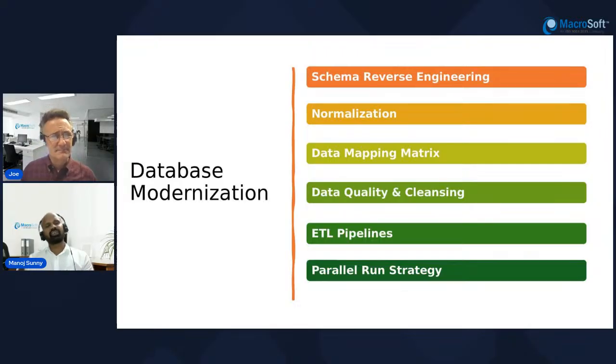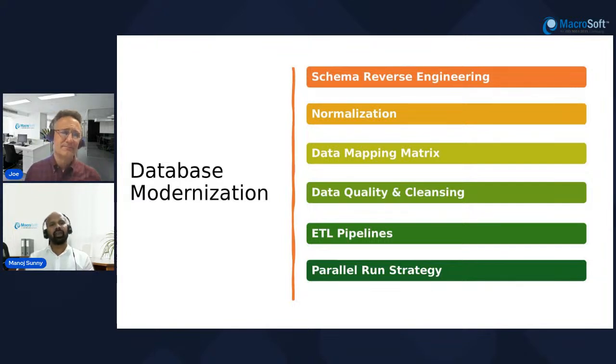Then we normalize the data. Most legacy tables, like the DBF or MDB, are big, flat, and redundant. We break them down into cleaner, more structured forms, usually 3NF or 2NF, so we can reduce duplication and get things organized. This is where we also identify lookup values or constant lists and turn those into proper reference tables.